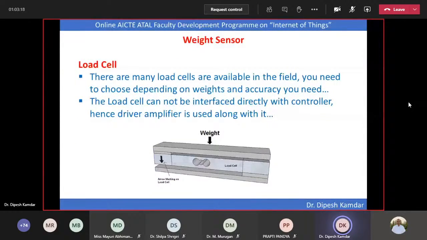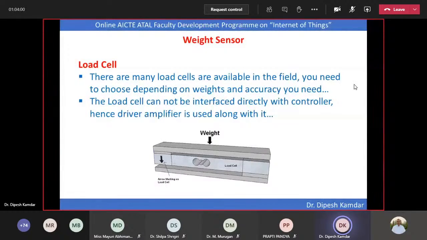Then we have the load cell sensor. It is basically a weight sensor. There are different weight sensors available based on the load you want to measure and the range of the load. You need to choose depending on the weight and accuracy you require. A load cell cannot be directly interfaced with the controller because it gives a change in resistance, which results in a change in voltage.